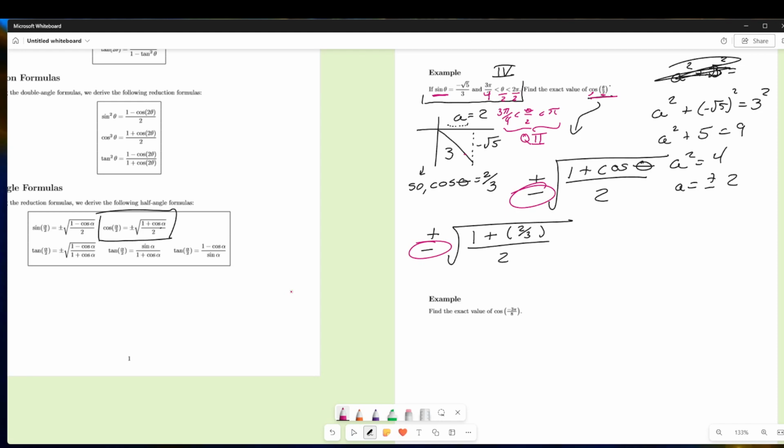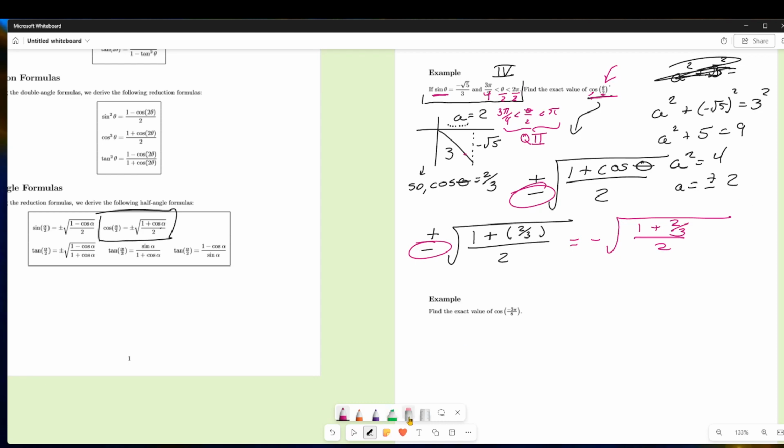Be very careful about that. It's not the quadrant where the original information is coming from. It's the quadrant for the argument that we're making. And we have to determine whether it's the plus or the minus based on the quadrant we're in. So that means this is going to be negative the square root of 1 plus 2/3 over 2.